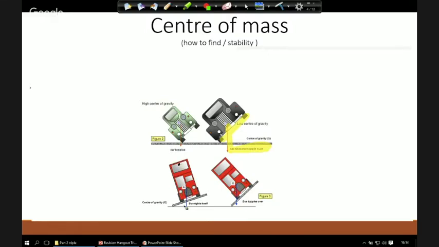It would tip over at a much lower angle, but because the center of mass is very low, the bus will be harder to tip, because the line of action of the center of mass lies within the base. So there's no resultant moment.